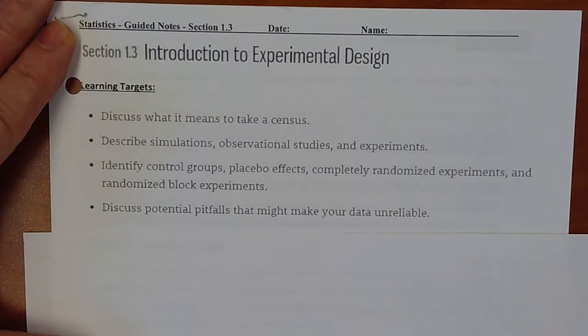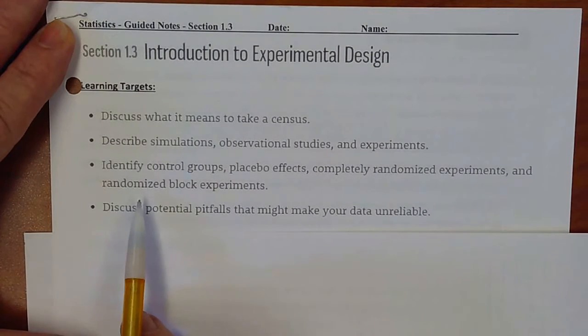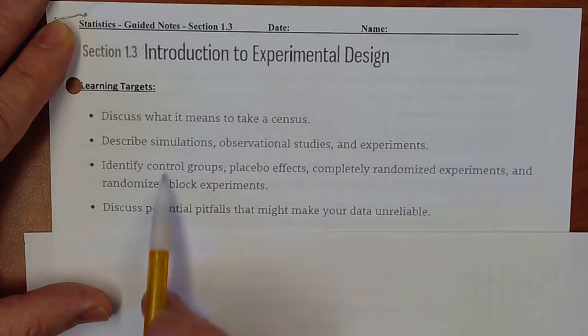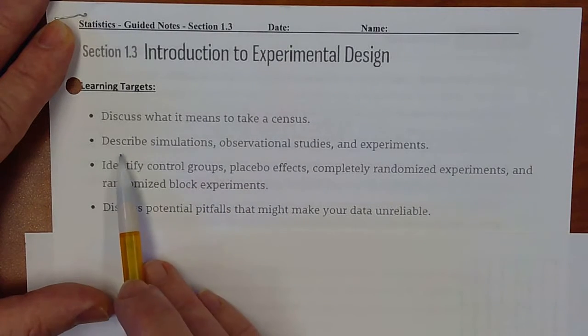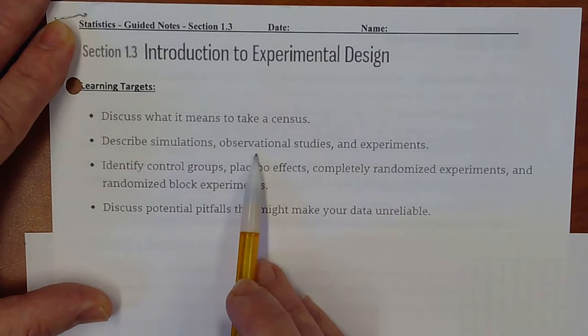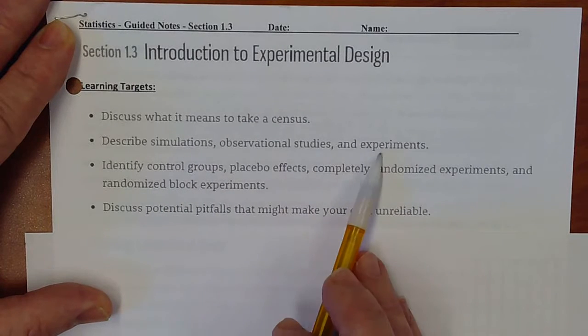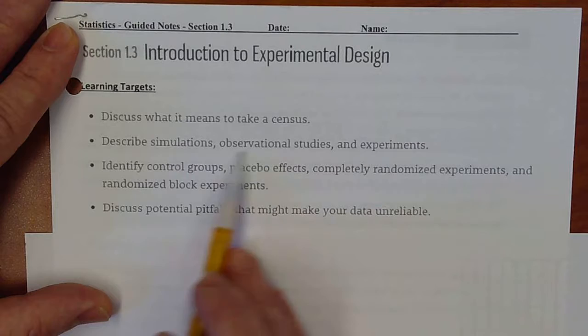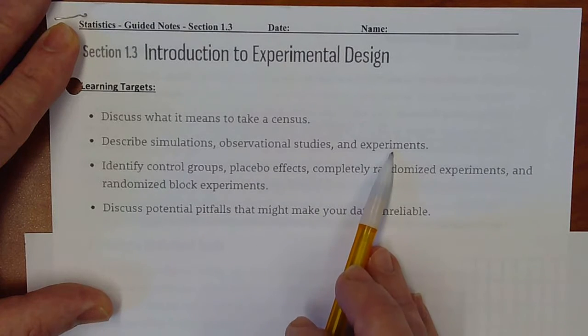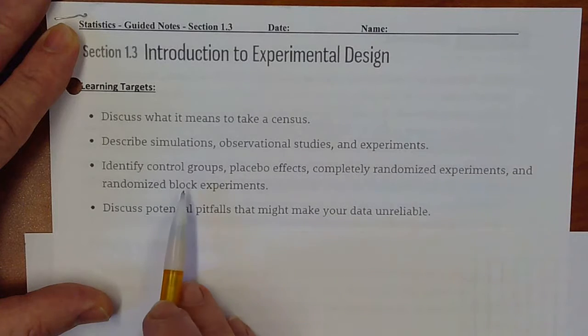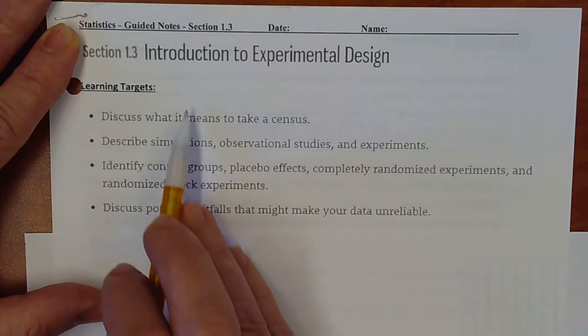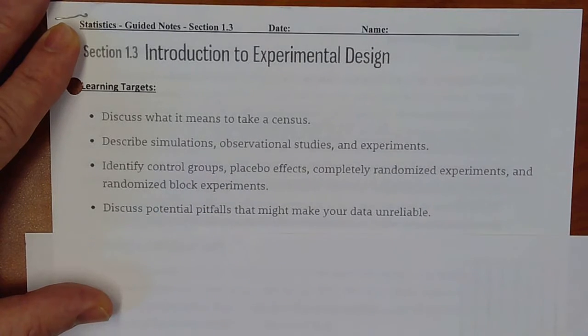Okay, all right. So there's these 4 learning targets in 1.3. That's it. But there's kind of a lot down here in this learning target. So discuss what it means to take a census. Describe simulations compared to observational studies and experiments, and then all these are parts of experiments: control groups, placebo effects, completely randomized experiments, and then block experiments. All right, we should get through all 3 of those today.